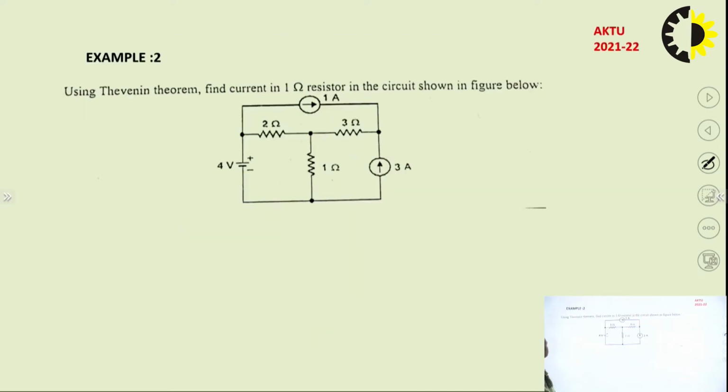Now next is example 2. Using Thevenin's theorem, find the current in 1 ohm resistor in the circuit shown in the figure below. I have taken this question from the previous year question paper, from 2021-22. This question has come. So now the question is, you have to find the current in this 1 ohm resistance, right?